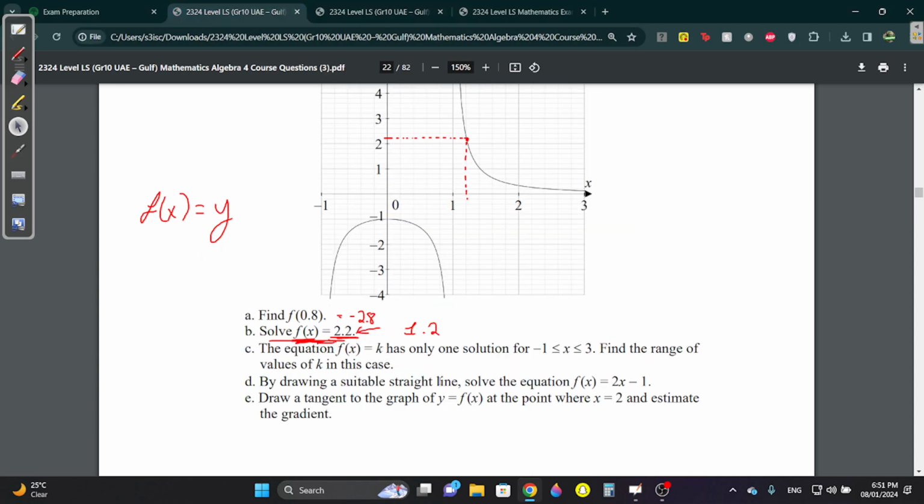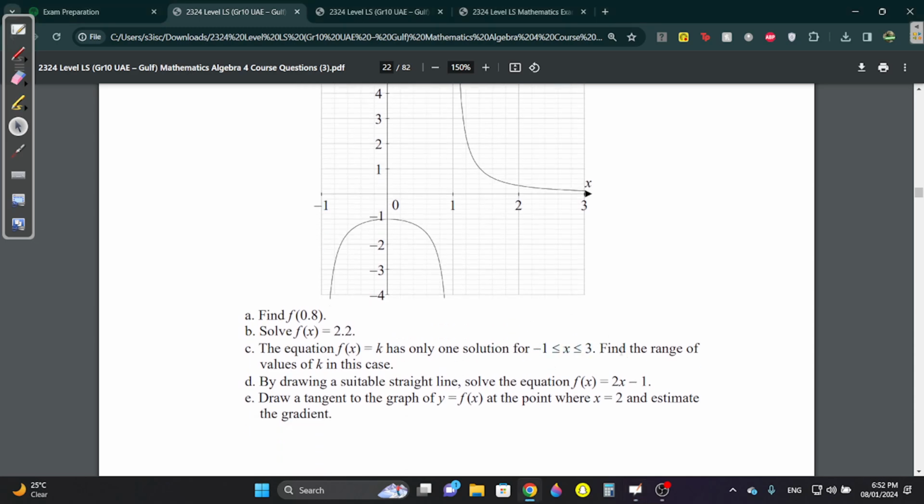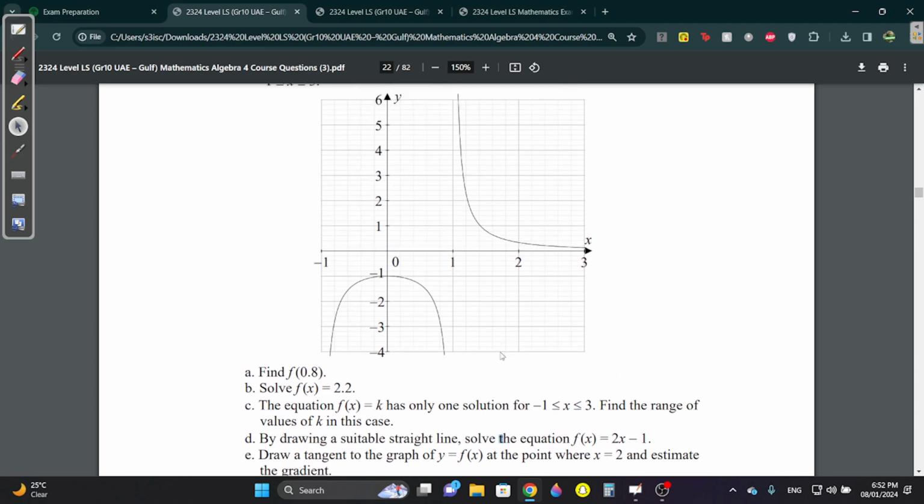Yeah, until now it's nothing too hard. Pretty simple. Part C: the equation f of x equals k has only one solution for when x is between... okay, forget about this. Find the range of values of k in this case.